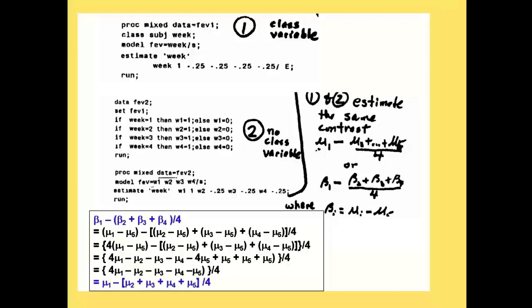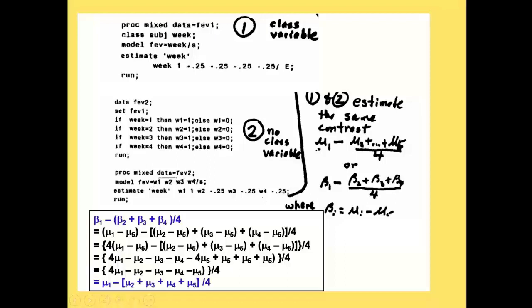In order to see that, you have to realize what's being tested here. The coefficient of W1 is beta 1, the coefficient of W2 is beta 2, the coefficient of W3 is beta 3, and the coefficient of W4 is beta 4. So what's being tested here is beta 1 minus (beta 2 plus beta 3 plus beta 4) over 4, or minus 0.25 times the sum of these three. I only have beta 1, beta 2, beta 3, and beta 4 in here. I don't have beta 5.